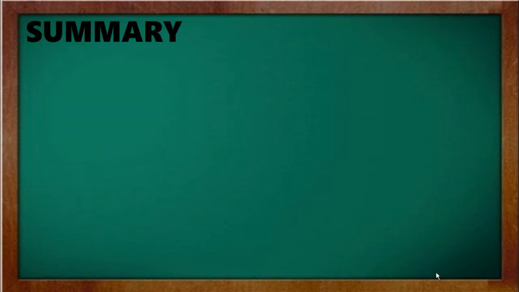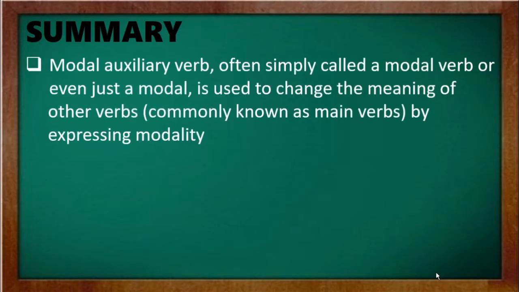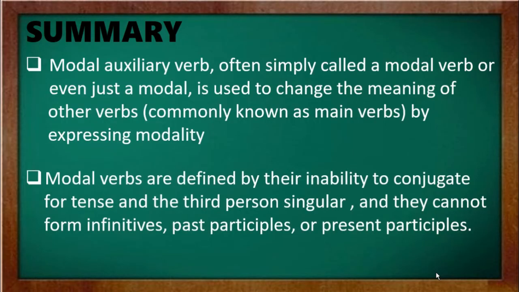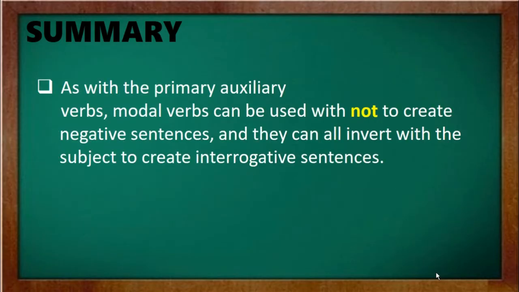To summarize what you have learned for today, a modal auxiliary verb, often simply called a modal verb or even just a modal, is used to change the meaning of other verbs, commonly known as main verbs, by expressing modality. Modal verbs are defined by their inability to conjugate for tense and the third person singular, and they cannot form infinitives, past participles, or present participles. As with the primary auxiliary verbs, modal verbs can be used with not to create negative sentences, and they can all invert with the subject to create interrogative sentences.